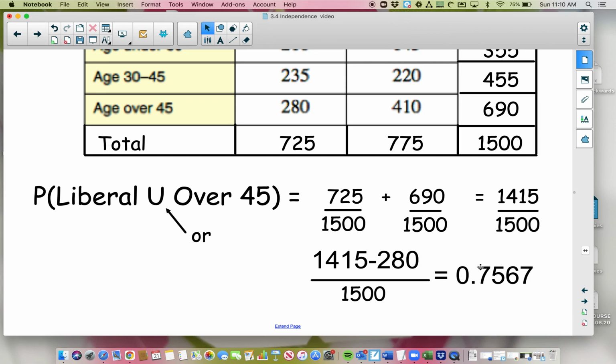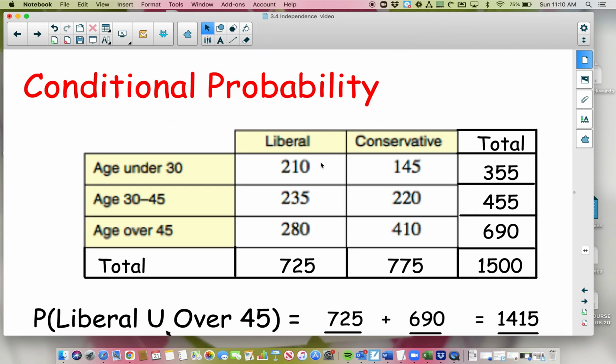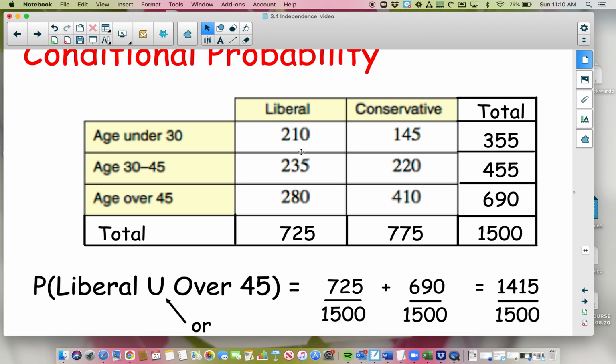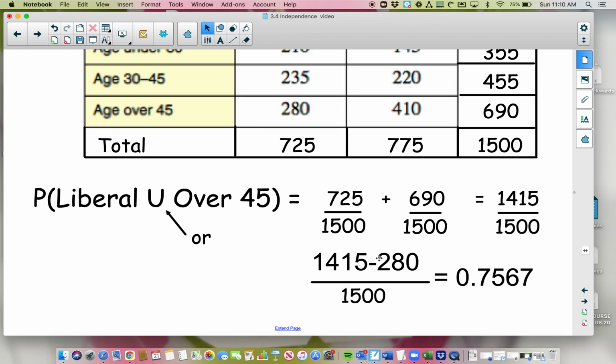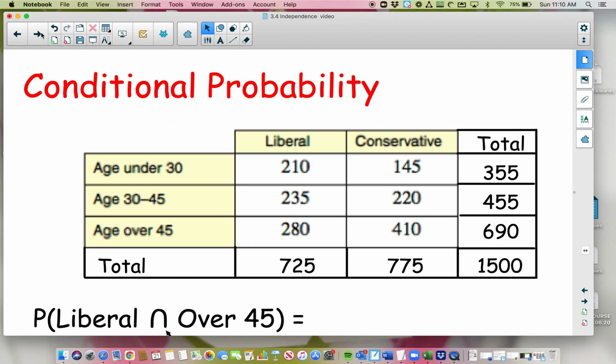Okay, so that could be tricky. Just remember it's "or" here. Another option, of course, is you could just add up all of the liberal pieces and the over 45 pieces and then just not count that 280 twice, and you should get that same grand total. Okay, so then what if you have liberal and over 45?